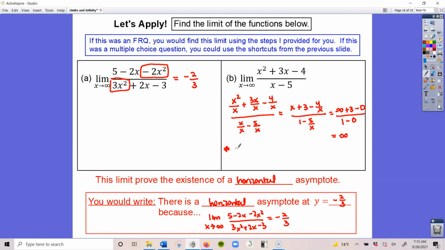So we would say there is no horizontal asymptote, because the limit as x is approaching infinity of x squared plus 3x minus 4 over x minus 5 equals infinity.